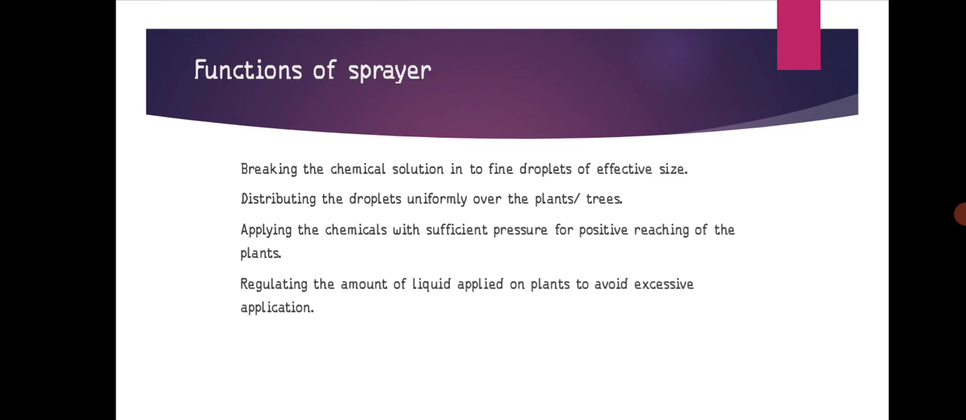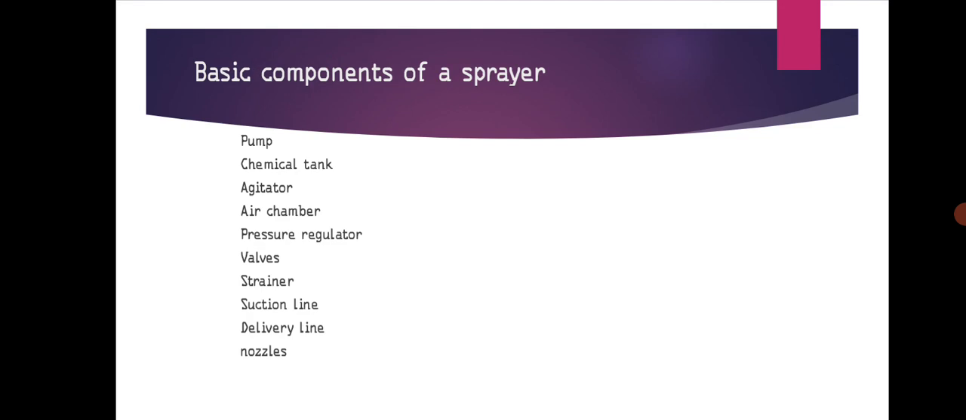Functions of sprayers. It breaks the chemical solution into fine droplets of effective size, distributing the droplets uniformly over the plants or trees, and applying the chemicals with sufficient pressure for positive reaching of the plants, regulating the amount of liquid applied on plants to avoid excess application. Basic components of a sprayer: pump, chemical tank, agitator, air chamber, pressure regulator, valve, strainer, suction line, delivery line, and nozzle.